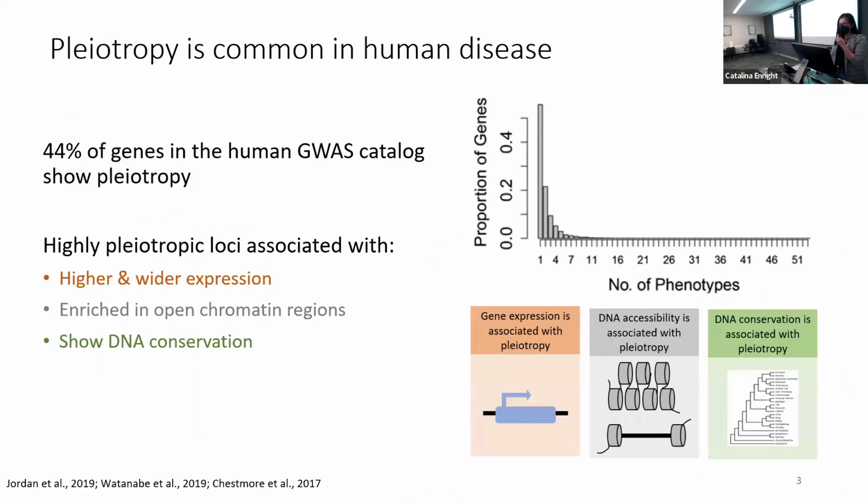And so within human disease, pleiotropy is a really common feature, with up to 44% of the genes in the human GWAS catalog showing pleiotropy. And of those pleiotropic sites, they've been associated with higher and wider gene expression across more tissues. They've been enriched in open chromatin regions, and then also shown some DNA conservation.